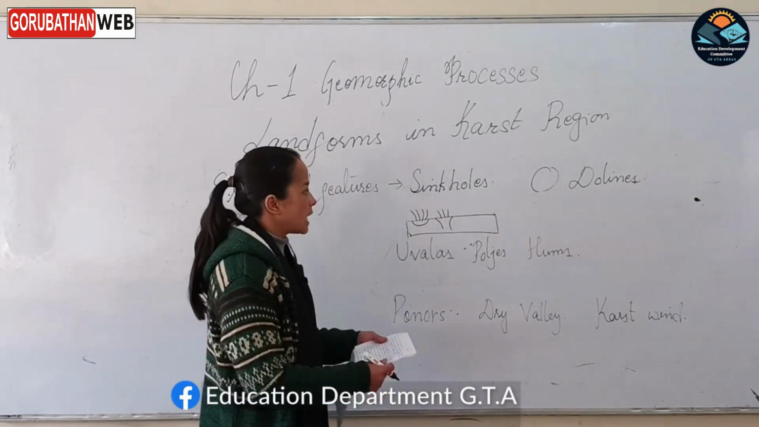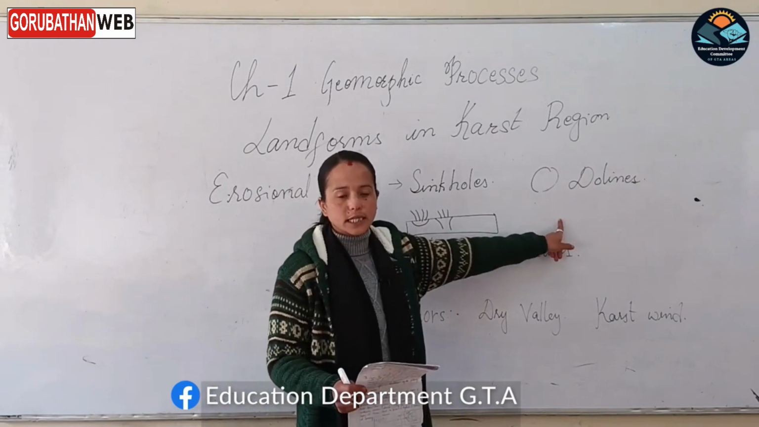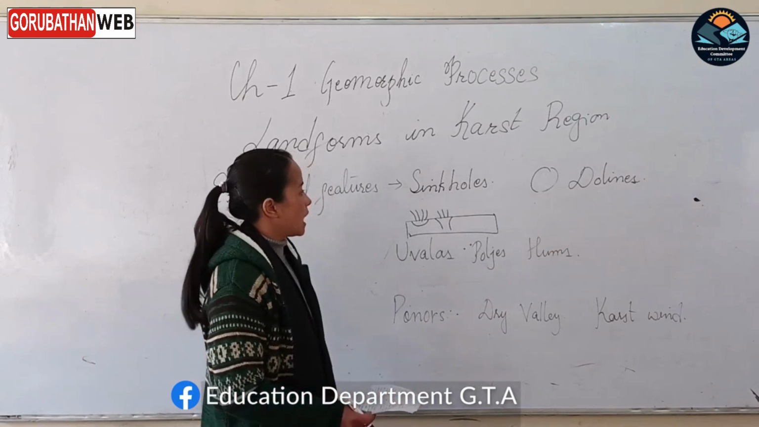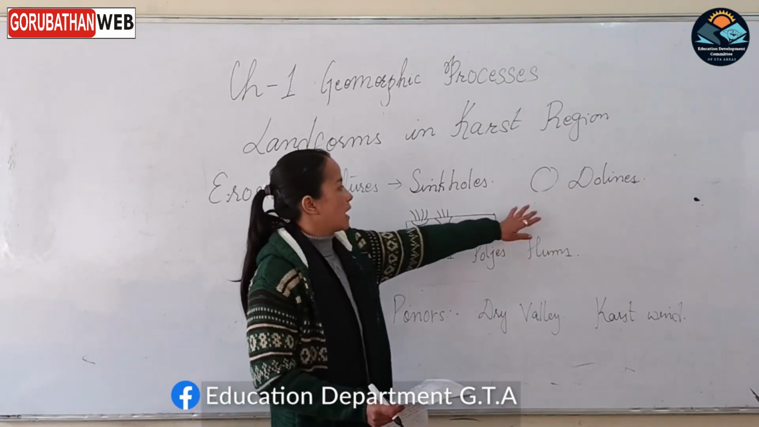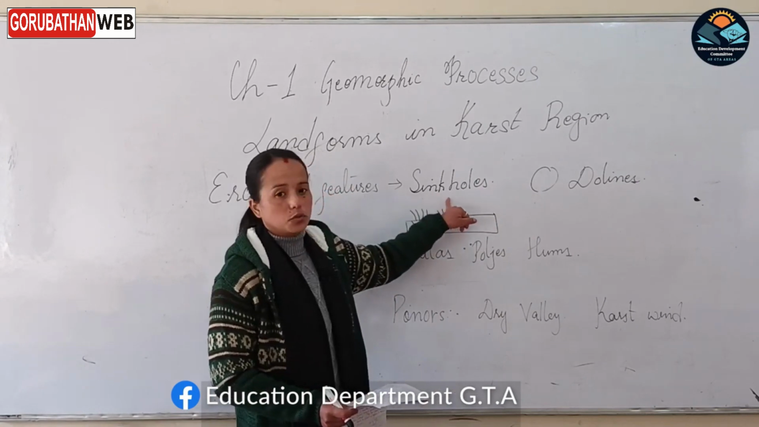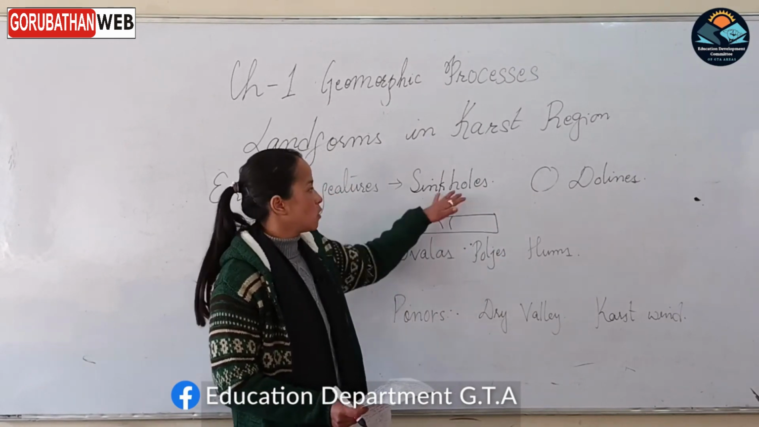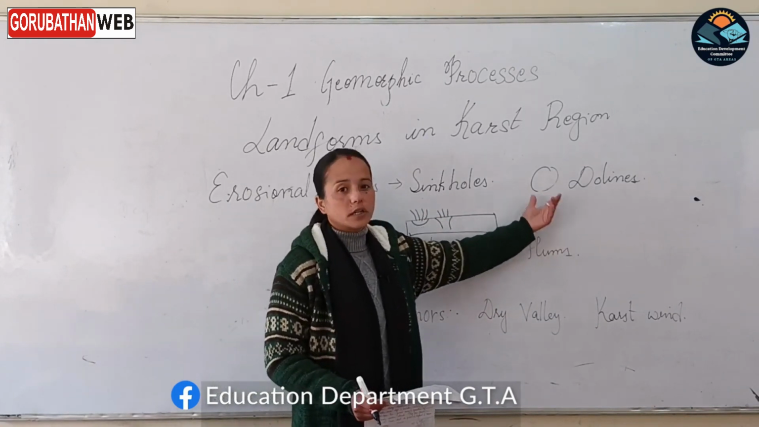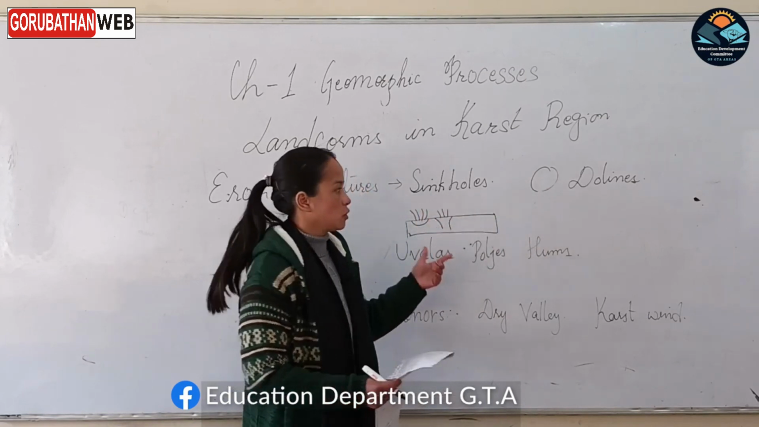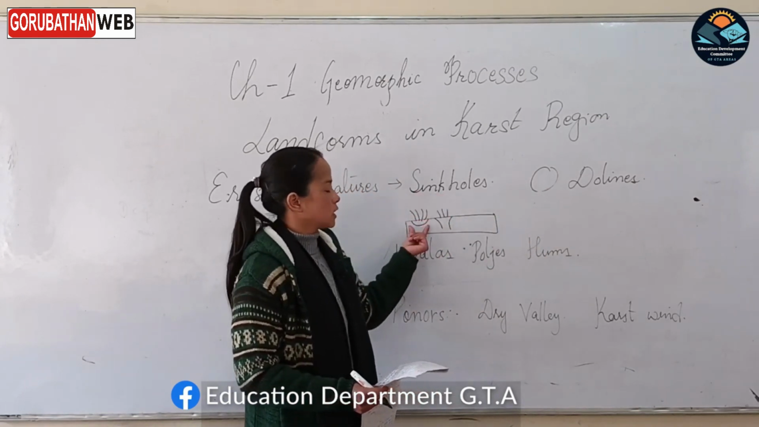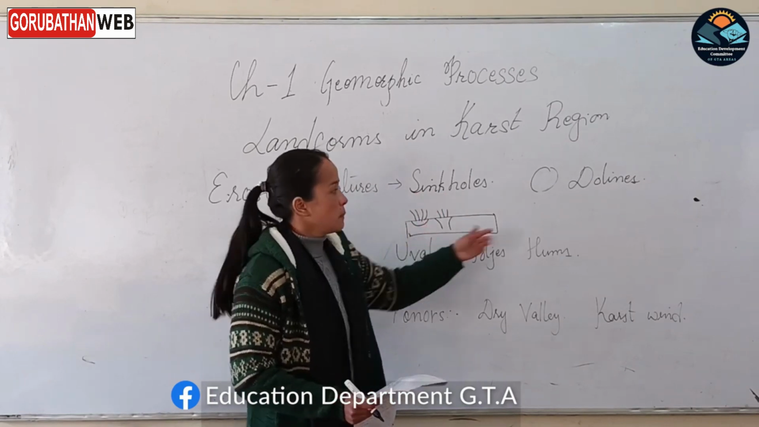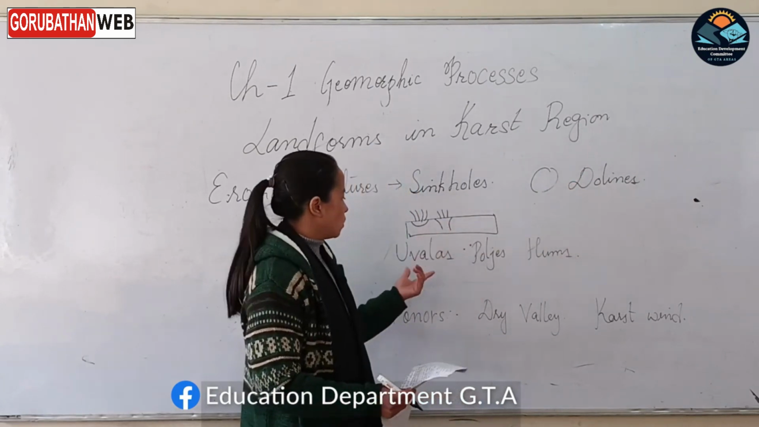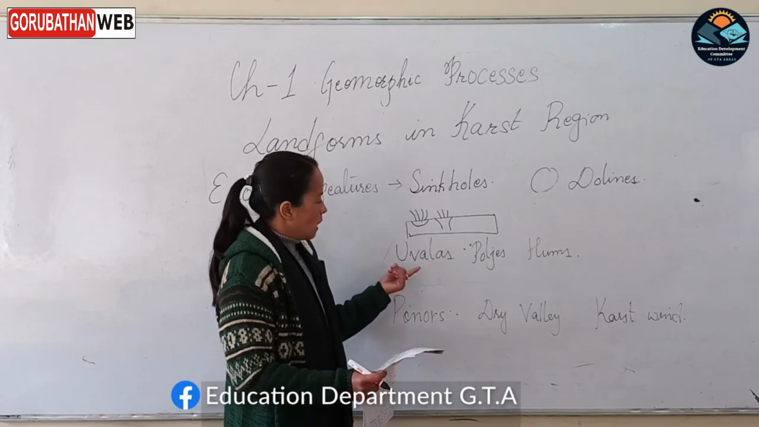So dolines, these are also the holes which are present in the limestone region, and they are the swallow holes, but they are much larger in comparison to the sinkhole. So all these are holes. Sinkhole is smaller in size, but dolines are bigger in size compared to the sinkhole. So the only difference is sinkhole is a smaller hole in the limestone region, and dolines, their size is larger compared to the sinkholes.